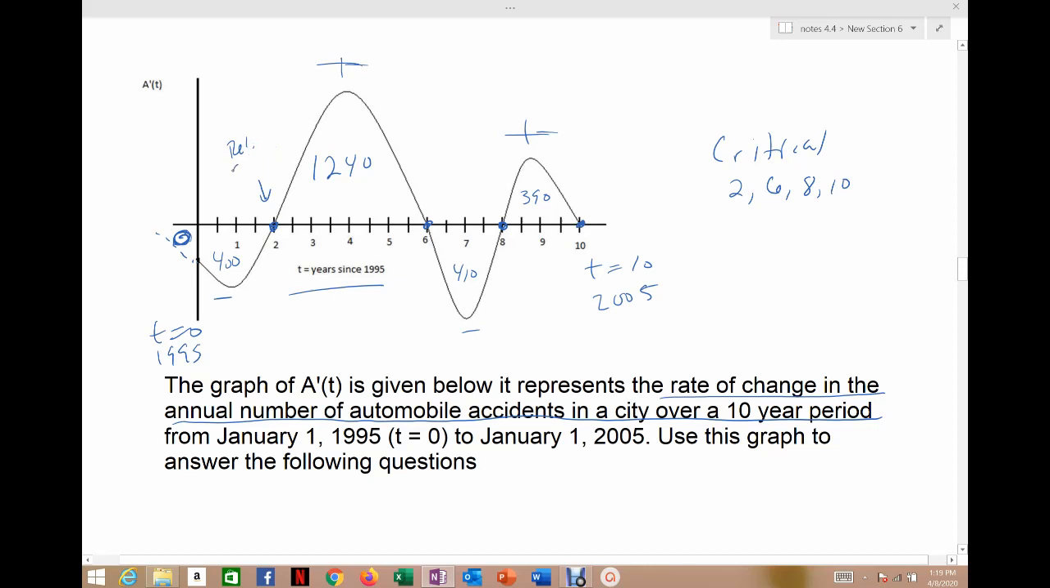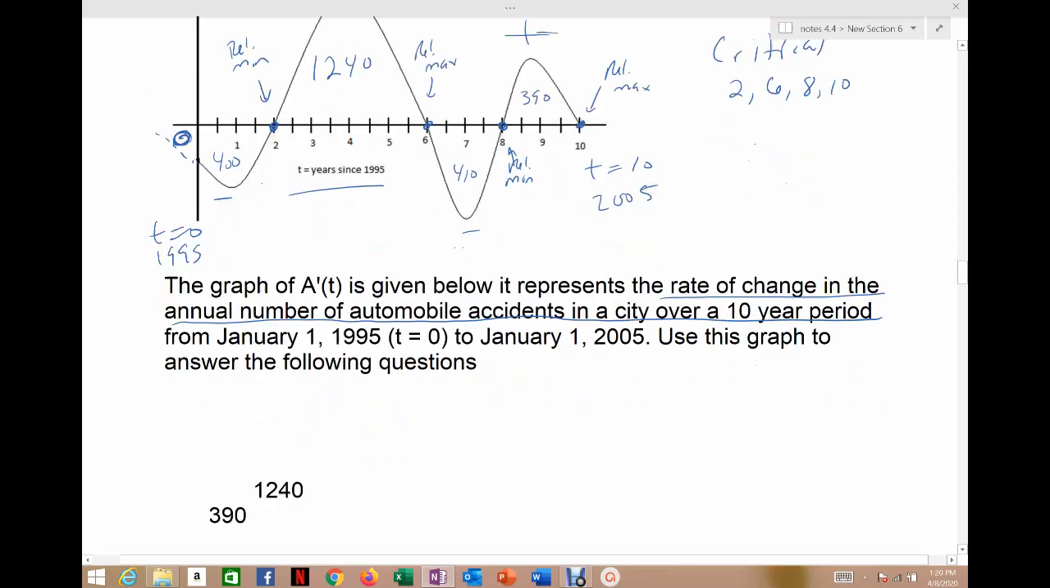2 is a relative min. Then we have a gain. This would be a relative max. Loss. This would be a relative min. And this would be a relative max. I'm not going to include the endpoint 10 either because it's gaining right before 10, and so that would be a possible maximum, not a minimum. So if I was looking for maximums, 6 and 10 would be my possibles, but I'm looking for minimums, so 2 and 8 are my possibles.